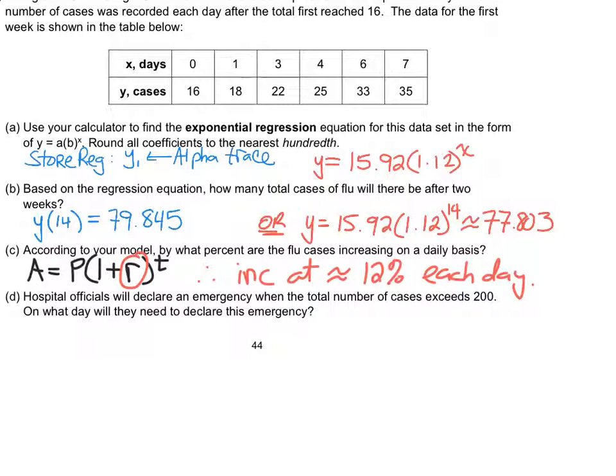Hospital officials will declare an emergency when the total number of cases exceeds 200. On what day will they need to declare this emergency? So that's a case where we know that 200 needs to equal 15.92 times 1.12 to the x power. So we're really tying it together. If you think about the difference between this and the previous unit, or at least the unit involving exponential functions, I don't know, that was 2 units ago? No, actually, I think that was the last unit.